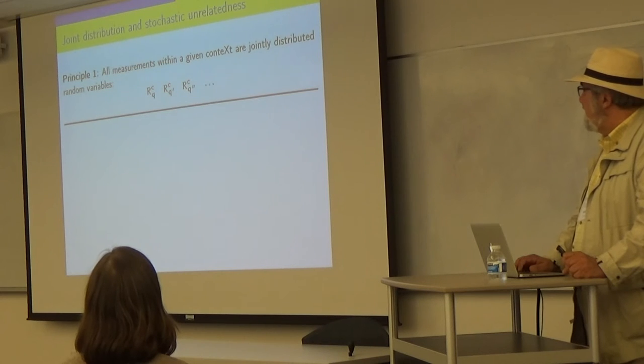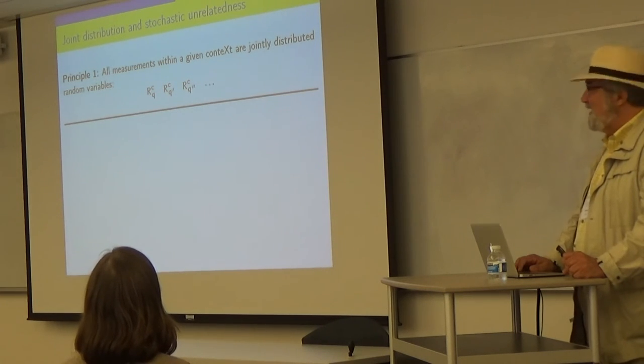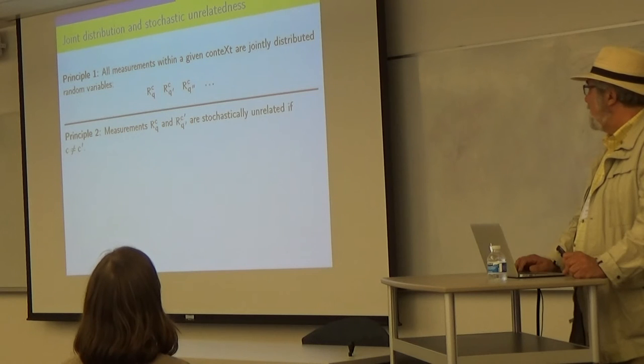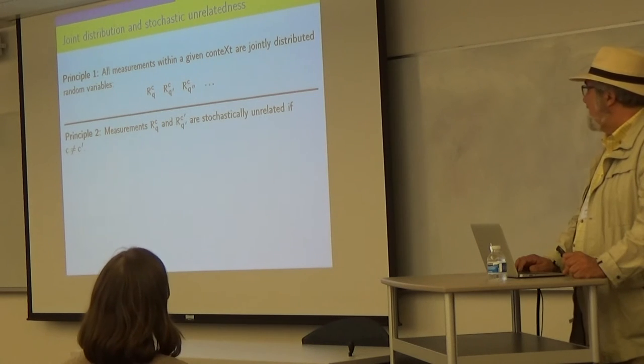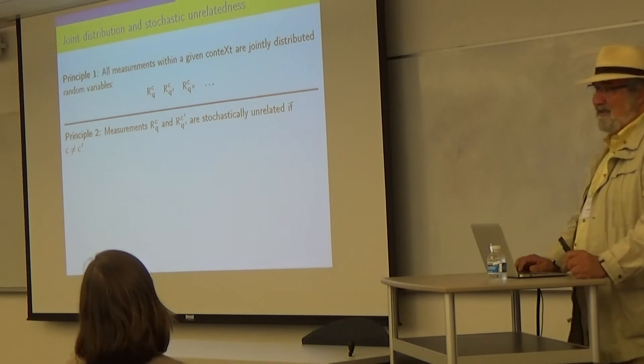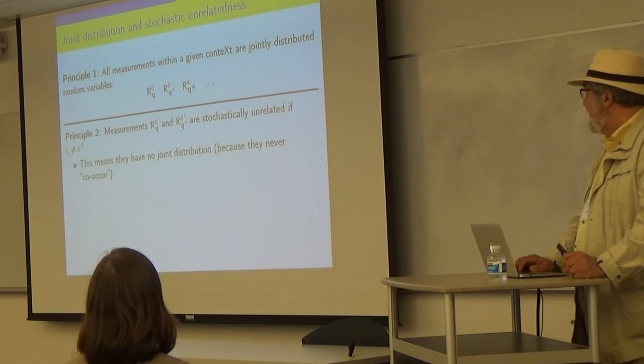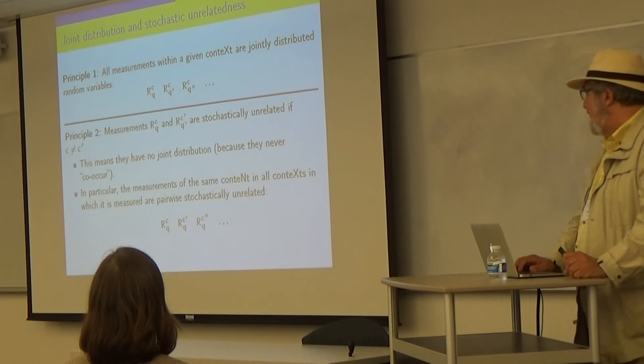And the principle that I presented to you in my talk was presented as a single principle because I was using an if and only if structure. And here it is presented in the form of two principles, saying that if two measurements or a set of measurements are within a given context, then they are jointly distributed. Otherwise, they are stochastically unrelated. So it's just a variant of presenting it. And this means that they have no joint distribution and so on.